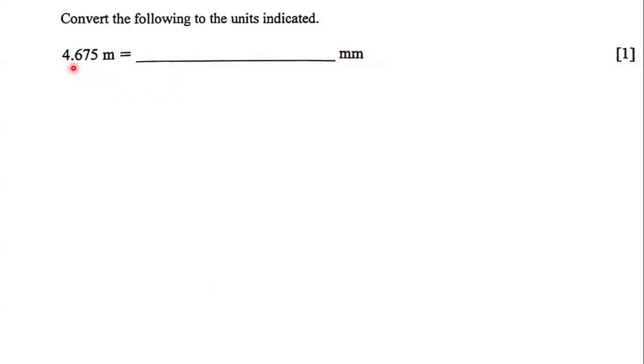We have 4.675 meters. Oh gosh, this is not happening today. New generation. So we have 4.675 meters, which is equal to blank millimeters.